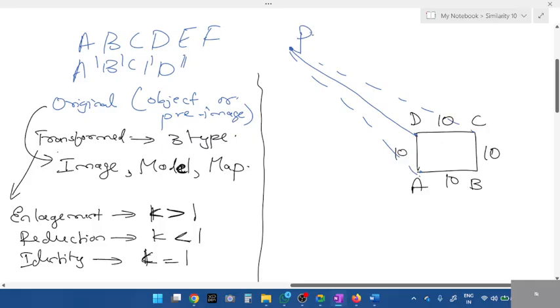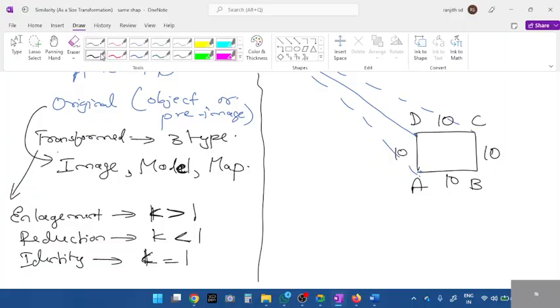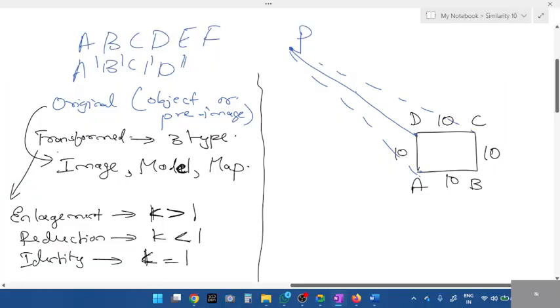Fine. Now what I'll do, I want to reduce the size. If you reduce, it would lie somewhere here. Now the distance between P to C, I'll take it as 20 centimeters. I want to reduce it by half, students. So the distance between P to C dash here, if I join the points, I'll get another square like this. C dash, D dash, A dash, B dash.